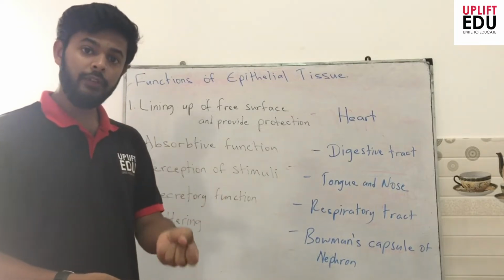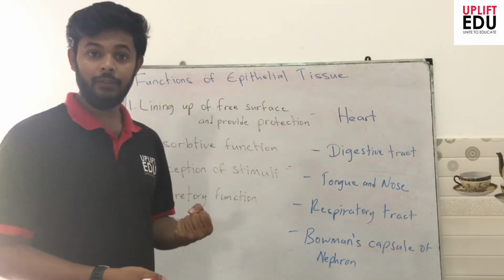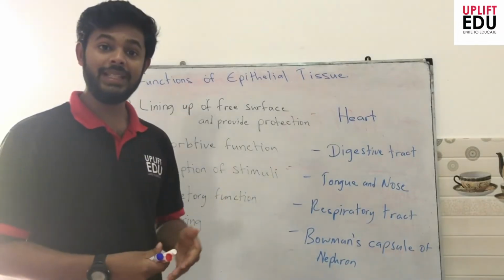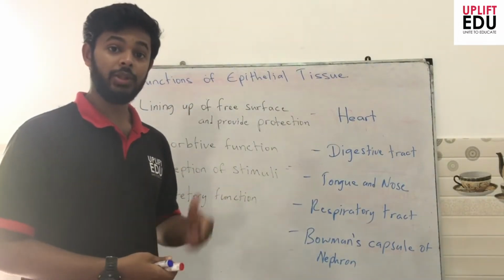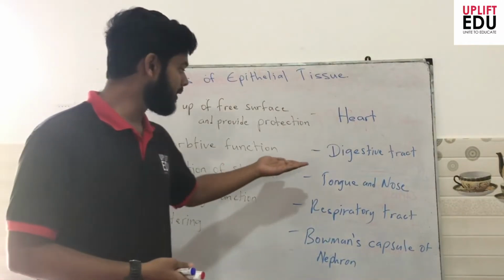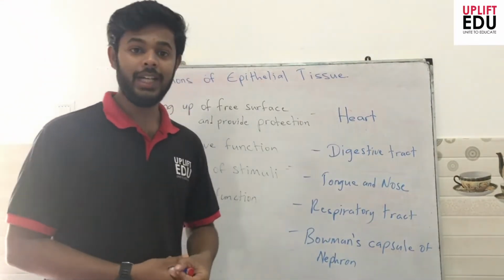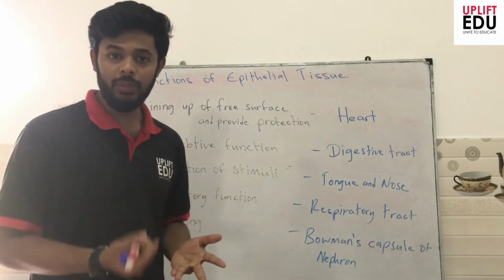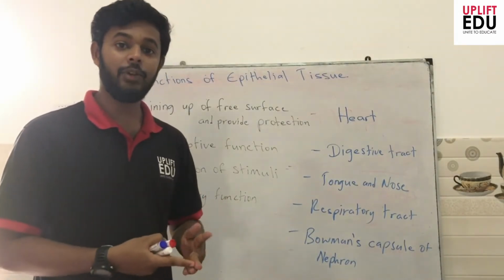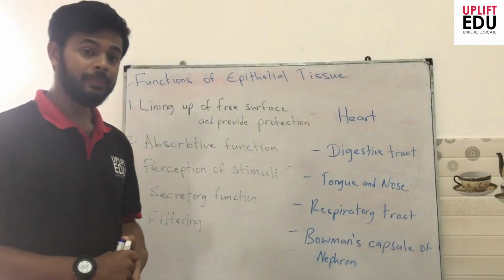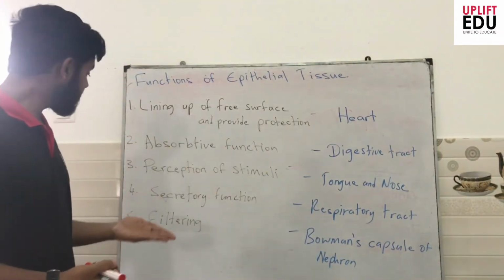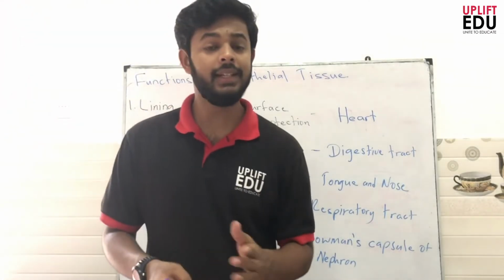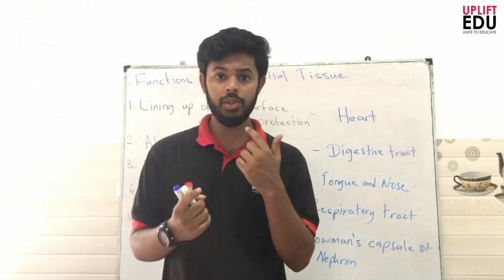The process of absorption of this digested food takes place through the epithelial tissue that lines the digestive tract. So the absorptive function is carried out in the digestive tract, for example in the stomach and small intestine. We can also include the large intestine, for absorption of water and some minerals. The third function is the perception of stimuli. When I say perception of stimuli, we consider organs like our nose or tongue.